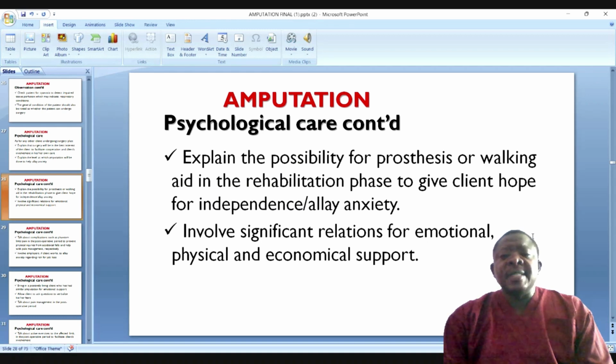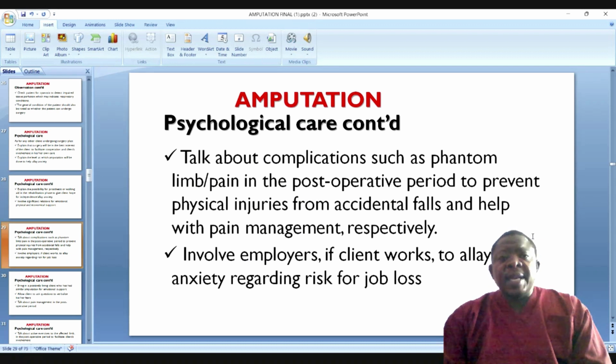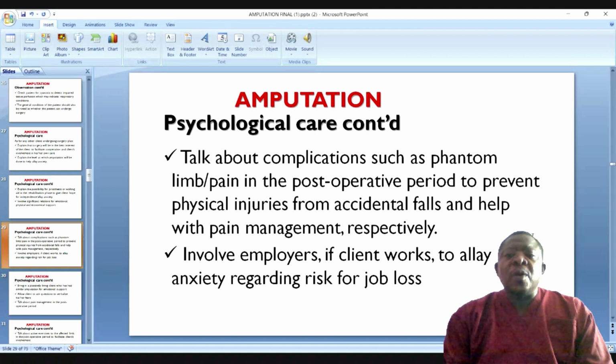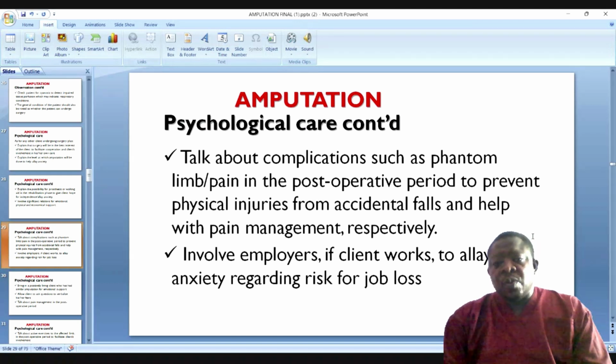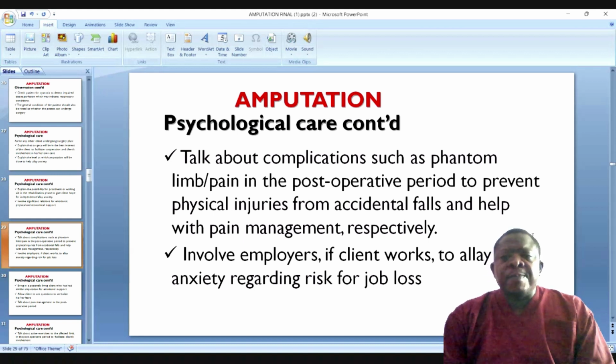Okay, so in psychological care, other items can involve the employer of the client if the client works. Okay, this is to help allay anxiety concerning risk for the job. Also, within the psychological care, you can explain, okay, about complications such as phantom limb pain, that the patient may feel post-operatively, as it will help prevent physical injury from accident falls, and also help patients to manage pain. So, phantom pain is pain that is felt in the limb that has been amputated.